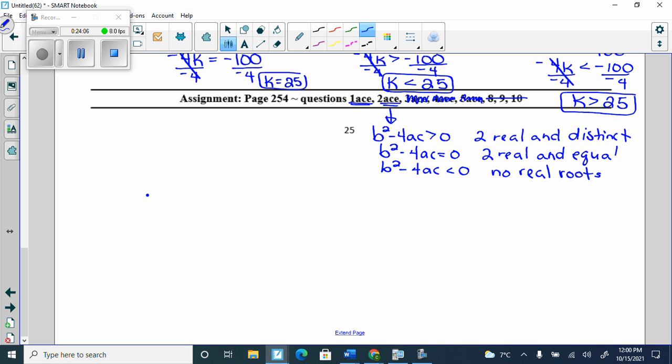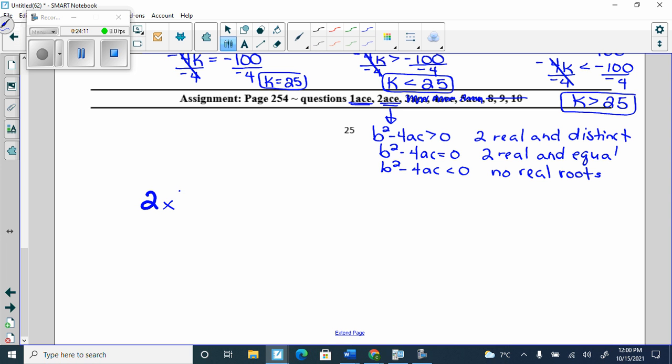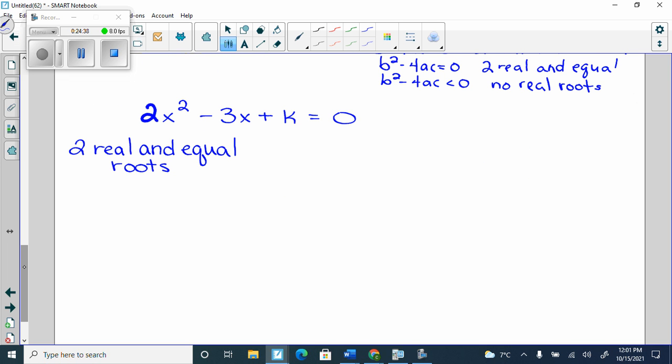X squared minus 3x plus k equals 0. Determine the value of k when there are two real and equal roots. I'm even going in the order of the notes. And if you can only do these with your notes, can you do it on the test? No. Remember, we have to be able to do it without our notes by the time the test comes. If you need your notes right now, is that the end of the world? No, you're still learning, right? By the time the test comes, we cannot have notes.